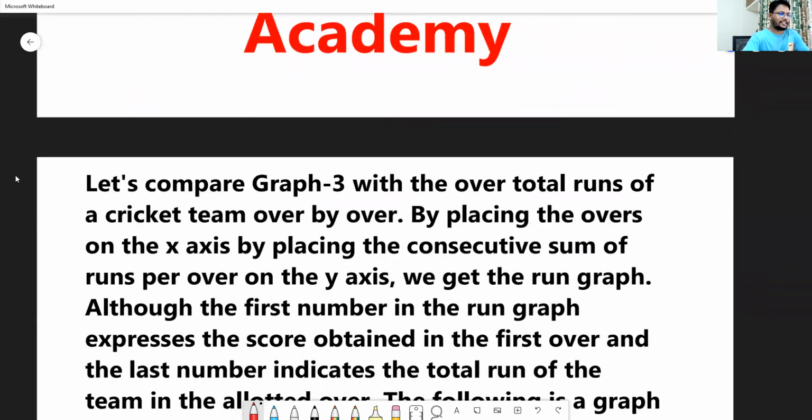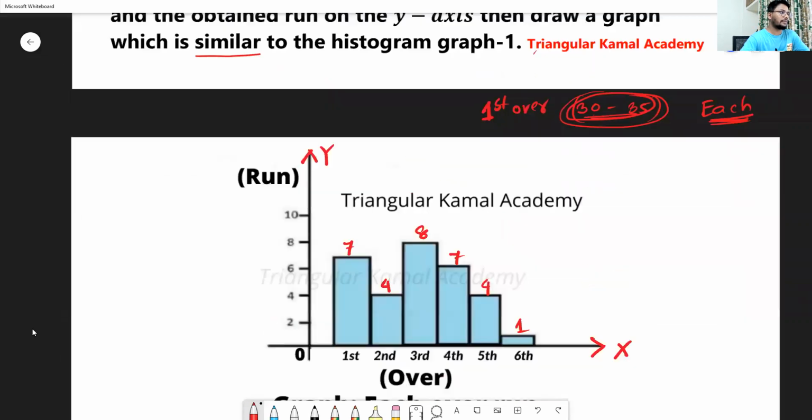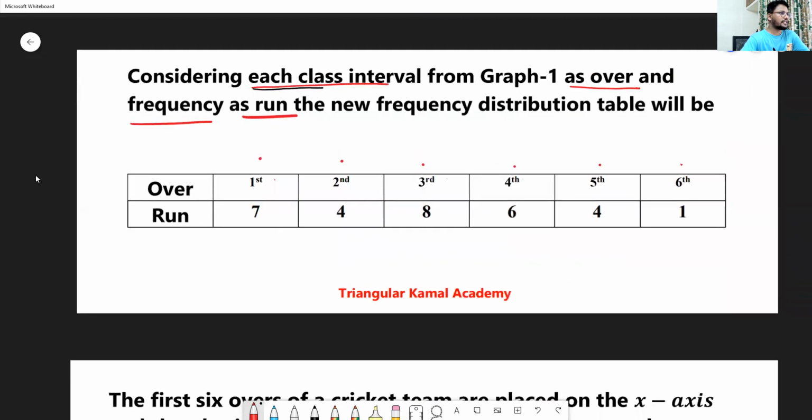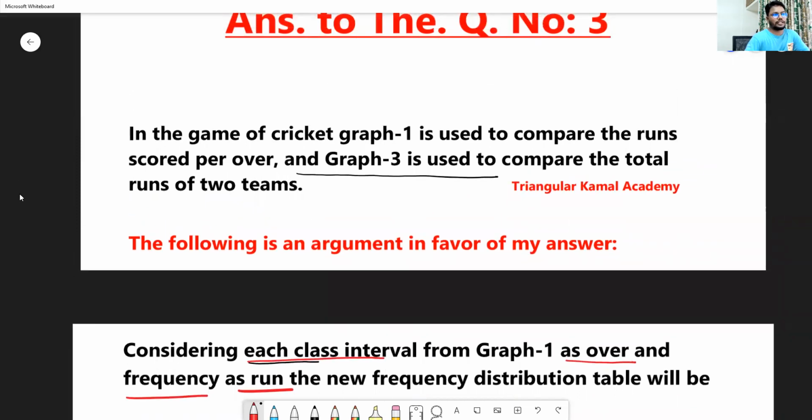So now next. Okay, the second part of question number 3. First we will show that graph 3 is used. See here, graph 3 is used to compare the total runs of the two teams. Here the keyword is two teams, not each team. That is, compared to two teams.